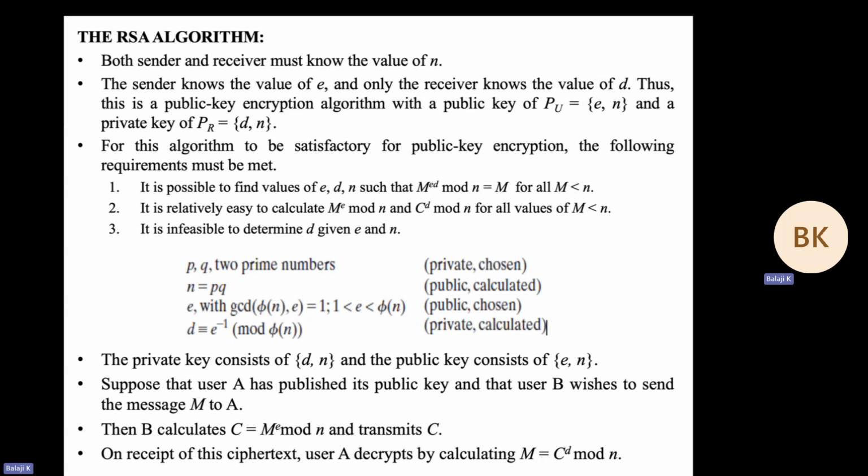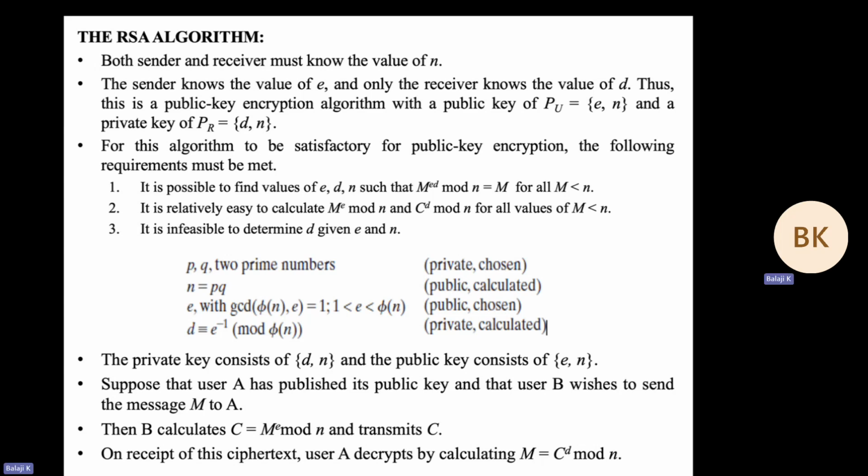So this is a public key encryption algorithm with a public key PU, where PU stands for public key, equal to e comma n. That comes under the public key value. The private key, PR, stands for private key and is equal to d comma n. Only the receiver knows the d value, so we call the combination of d and n the private key.